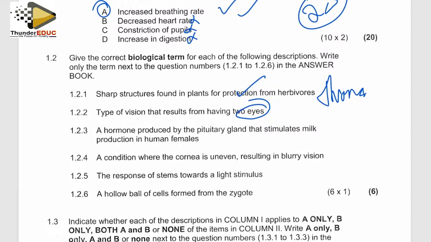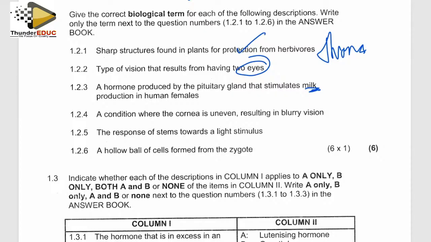A hormone produced by the pituitary gland that stimulates milk, we say that it is prolactin. We talked about this yesterday. A condition where the cornea is uneven. Yesterday I was even highlighting this uneven distribution of the cornea. We say that it is astigmatism.